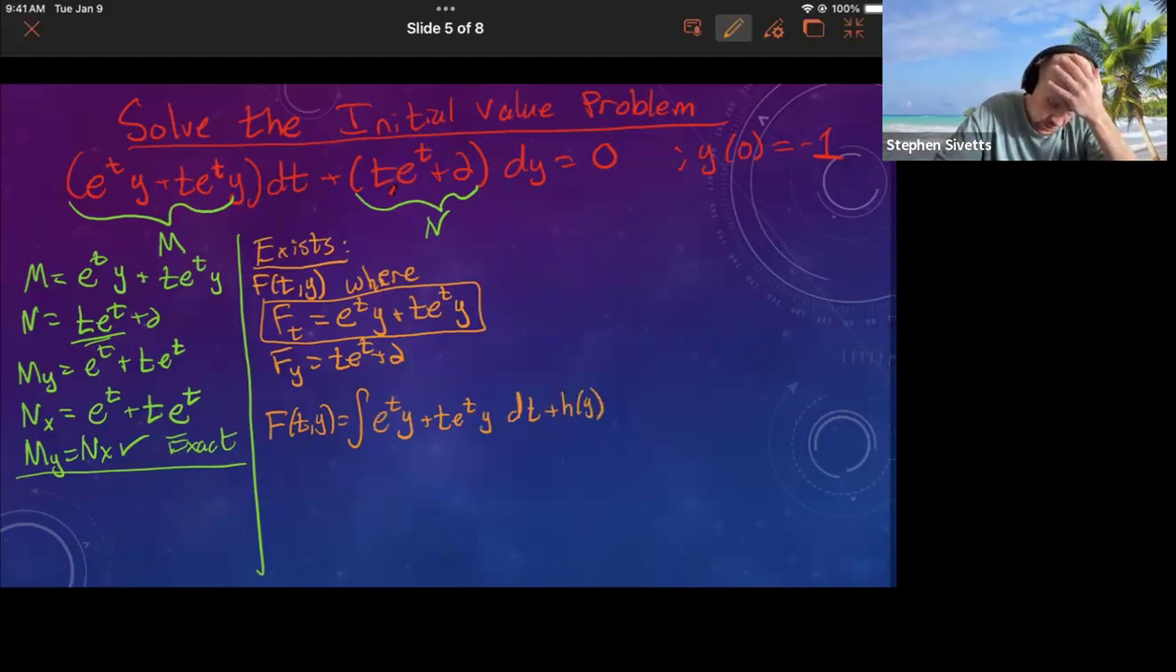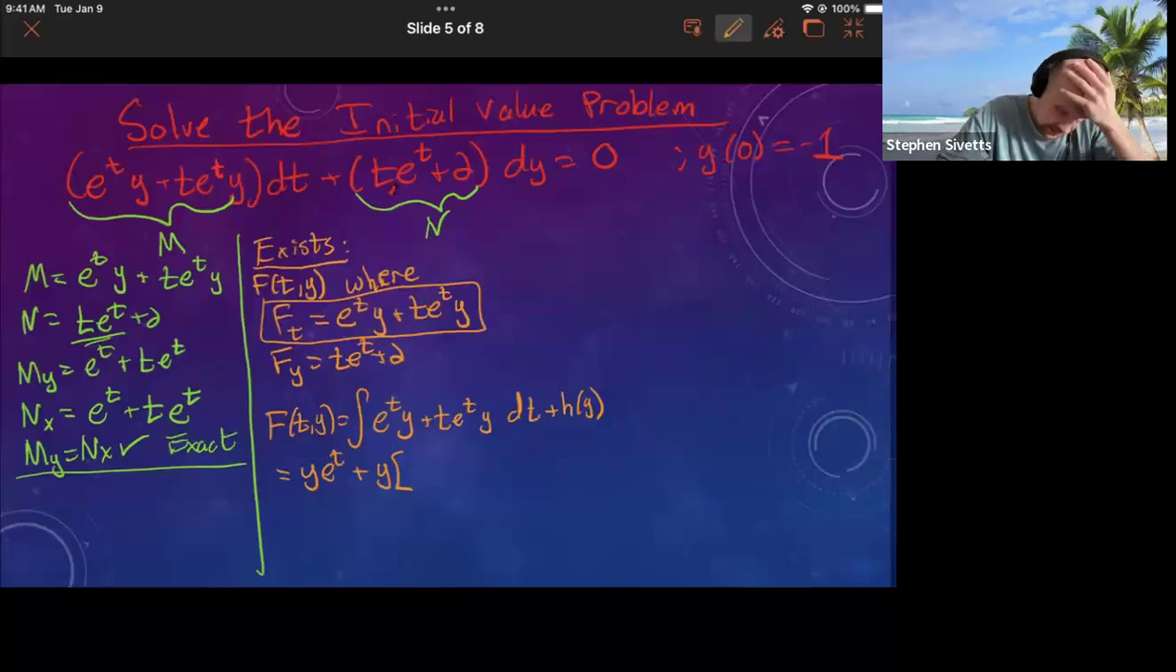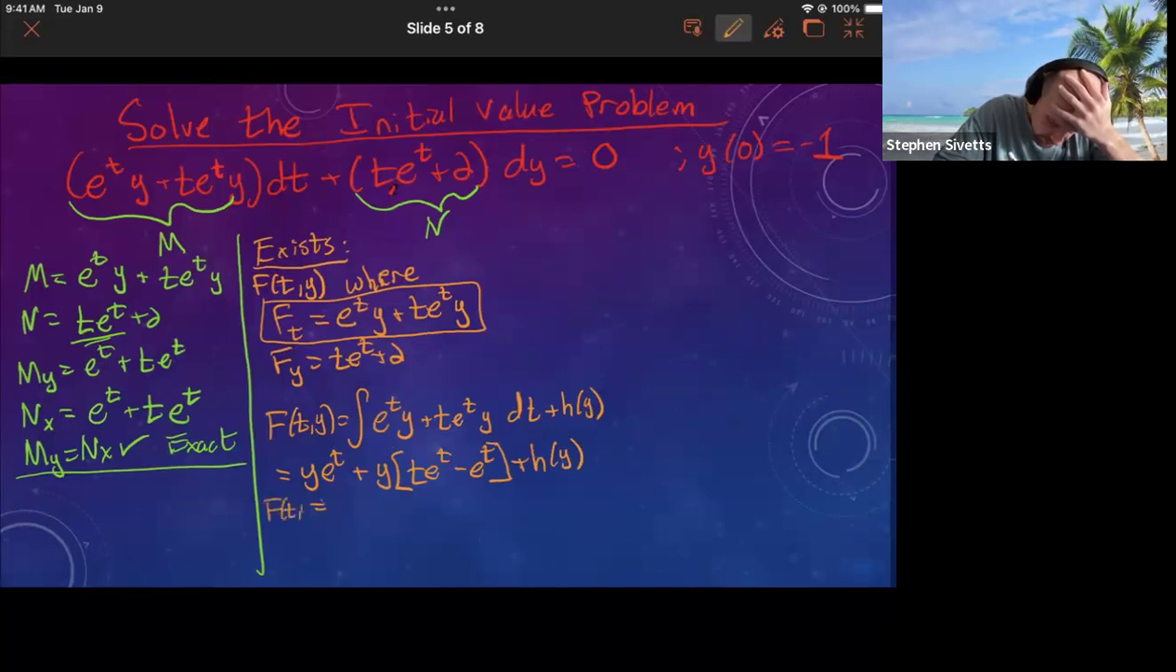And so for t times e to the t, you're going to use integration by parts. So we'll have y times e to the t plus y times, so it's t times e to the t minus e to the t, plus h of y. The y times e to the t terms cancel. So you'll have your function equal to y times t e to the t plus h of y, right?